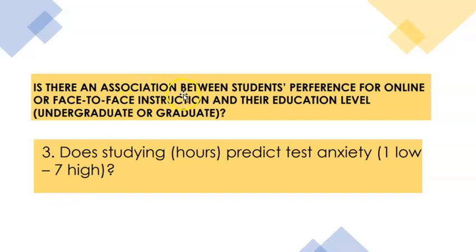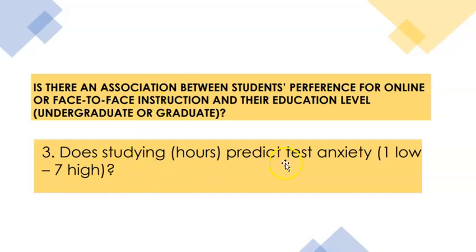And then, is there an association between students' preference for online or face-to-face instruction and their education level, undergraduate or graduate? There are two groups: preference for online and preference for face-to-face. In this case, you have one variable with online and face-to-face, and the other variable is undergraduate or graduate. Both variables are nominal variables with two groups. So you have to proceed with the chi-square test. There is no continuous variable here.